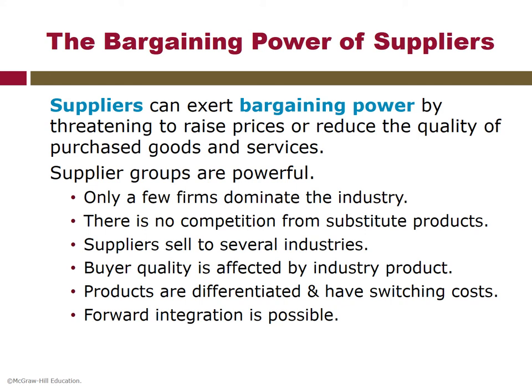The supplier groups are powerful, especially if they are few, they can dominate the market, if there's no competition, and suppliers sell to several industries, okay? So the supplier is also powerful if the buyer quality is affected by industry product. So as if there's a differentiated product and there's a tendency of switching costs, okay? So that's why one of the strategy they are using is what we call the forward integration. Okay, so when we say forward integration, it's that the supplier merge, okay, with other supplier or the organization, okay, merge or make some alliances to the manufacturer directly.